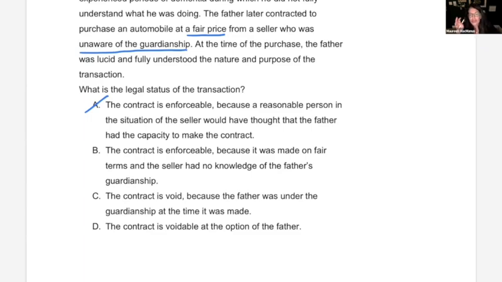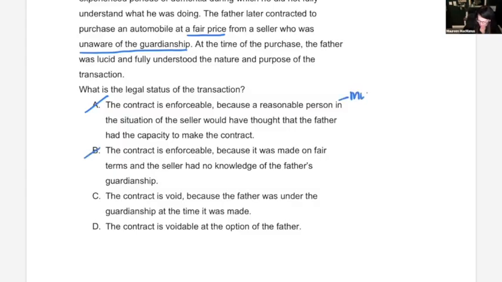Again, so the people who picked A or B, how could you pick between those two is my question. And often when there's two that would both sort of work, then it can't be either. But yeah, B is really tempting. It gets at the fair terms and also the lack of knowledge of the father's guardianship. So it's really logical and enticing if you're getting pulled in by the emotion of this very unfair situation. But it's incorrect because it misstates the test.